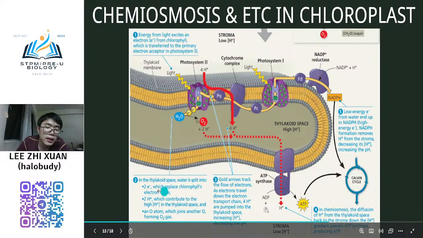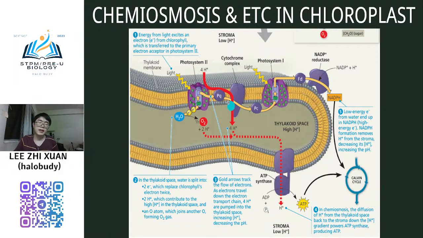And then after that, in the thylakoid space, water will also release hydrogen ions. And then the gold arrow shows the flow of electrons. So normally the electron will flow from here to PS1. And then the 4 hydrogen ions are pumped into the thylakoid space. So at the moment in the ETC, for one electron passing through, the 4 hydrogen ions will be pumped into the thylakoid space.